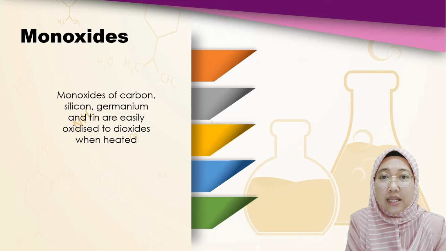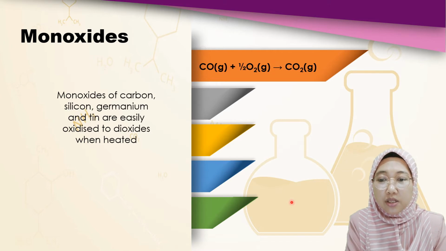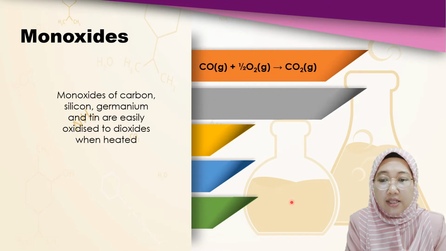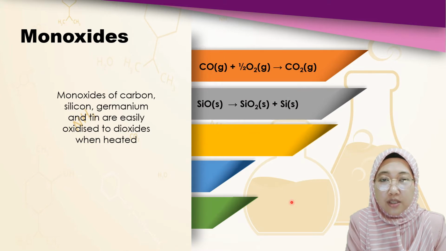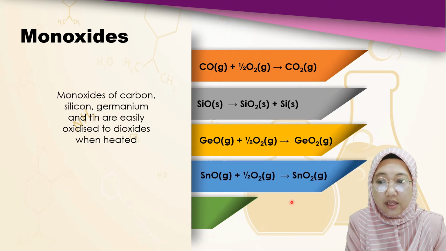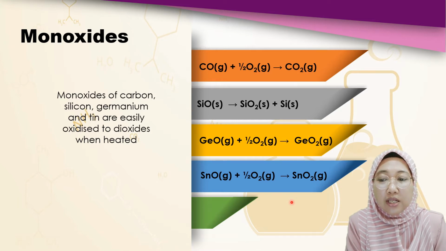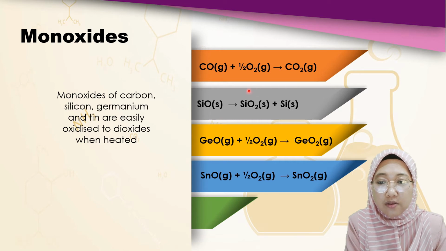Monoxide of carbon, silicon, germanium, and tin are easily oxidized to dioxide when heated. Okay, jadi ini dia punya chemical equation for carbon monoxide, silicon monoxide, germanium 2 oxide, tin 2 oxide. Okay, jadi ada 4 monoxide ini, dia senang untuk oxidize to dioxide. Okay, daripada carbon monoxide dia jadi carbon dioxide, silicon monoxide, silicon dioxide.